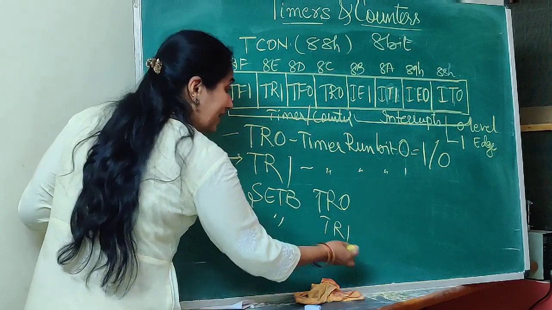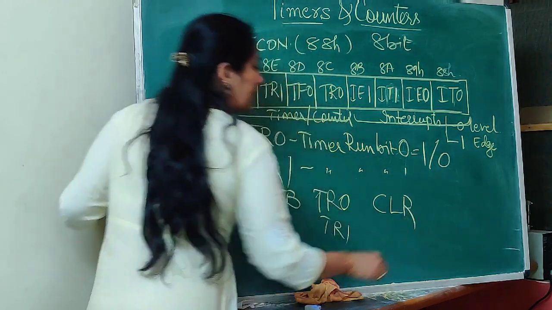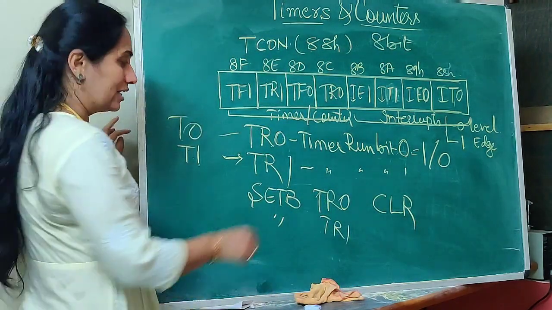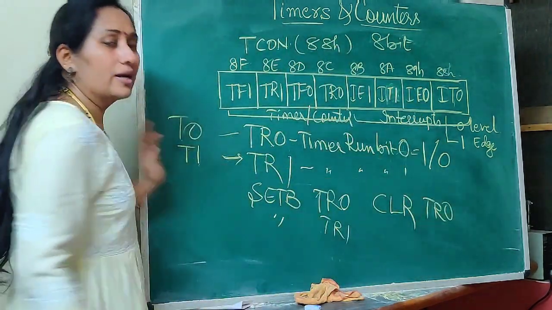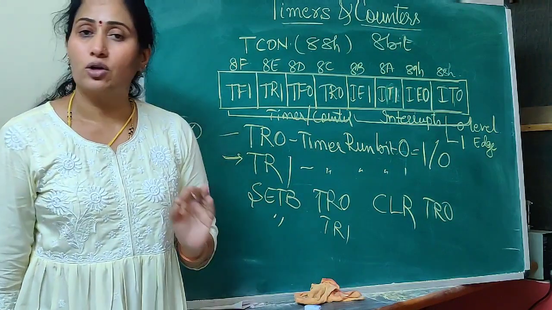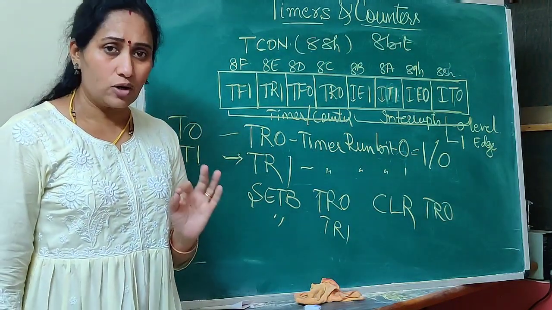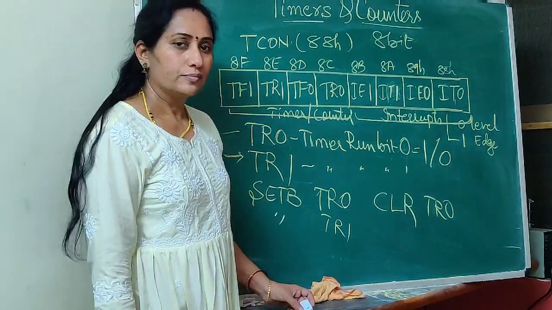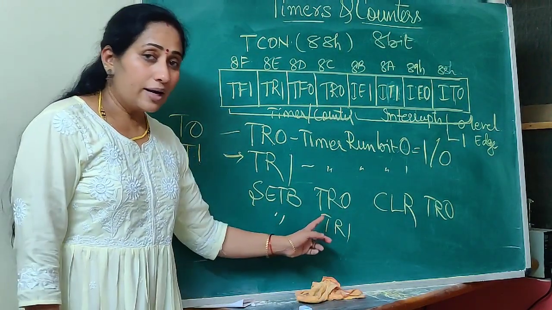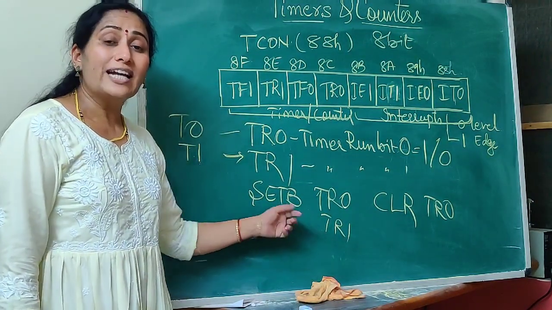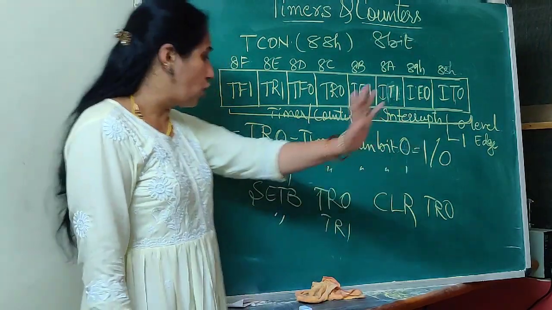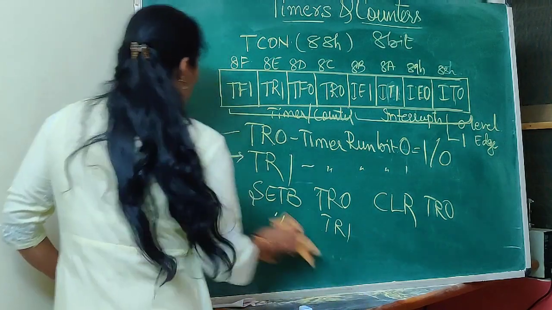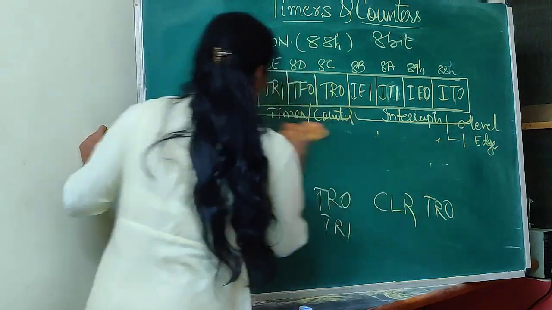Okay, in order to clear it, in order to stop it, then I have to make it 0. That is, I have to clear TR0 or TR1. Then it is going to stop the timer or the counter operation. So the timer run bit is going to be set by the user, and it should be cleared in order to stop it. Okay, now we'll move on to the next bit which is present over here.